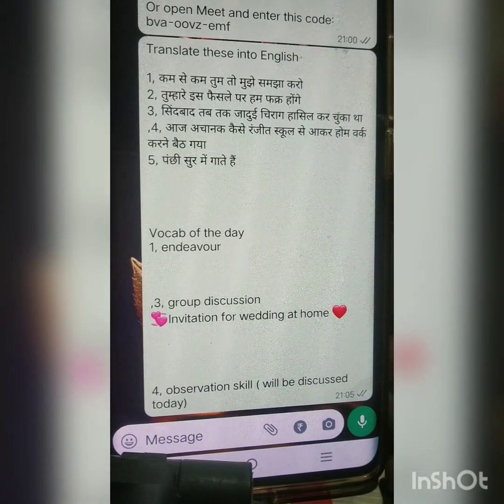Okay, next. Sindbad tab tak jadui chirag hasil kar chuka tha. It will be told by Harshit. Okay, ma'am. Sindbad tab tak jadui chirag hasil kar chuka tha.